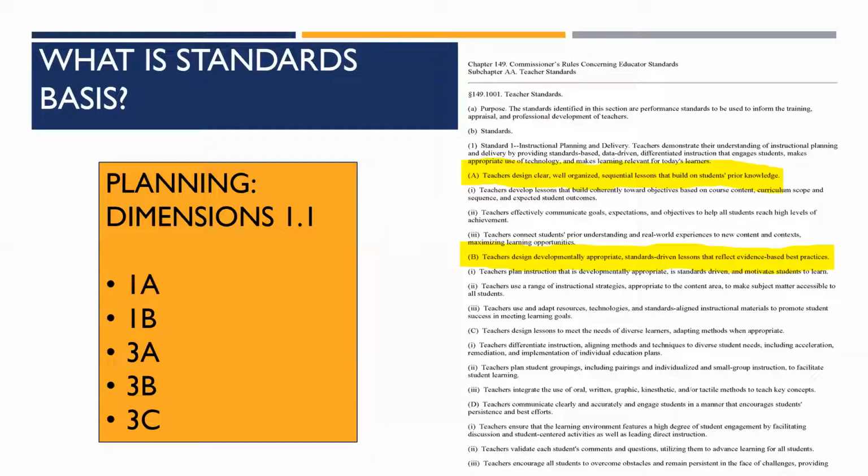So if you went through the entire rubric, you would find Chapter 149 of the Commissioner's Rules on Educator Standards. It would be referenced somewhere within that rubric. So if you read through all of those things, they will appear somewhere. And those are things that you're required to do as a classroom teacher.